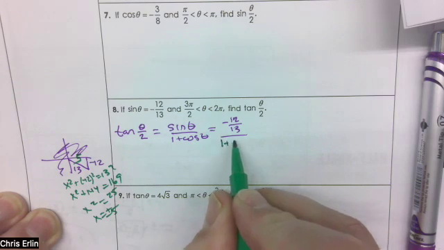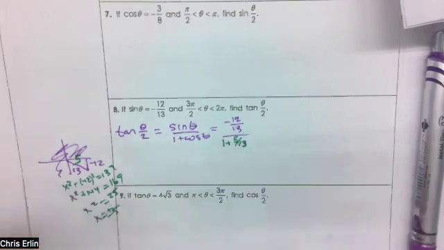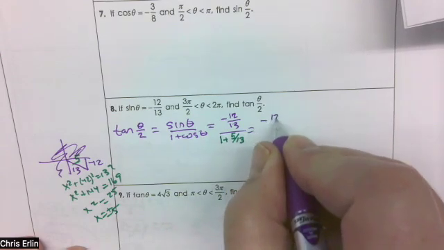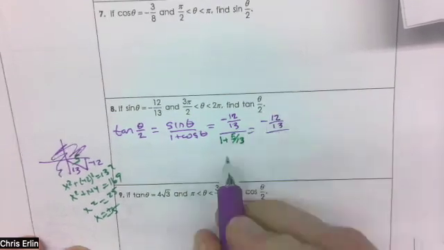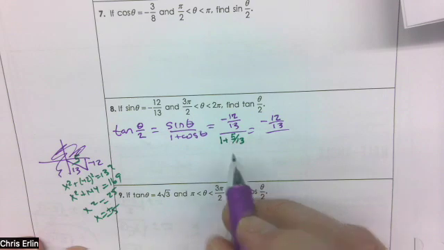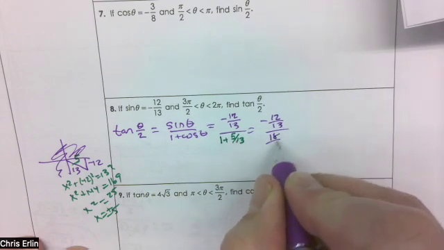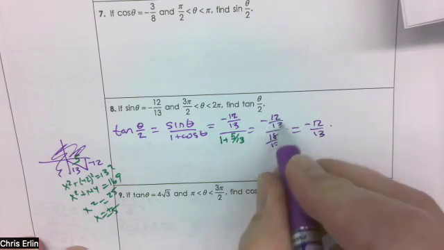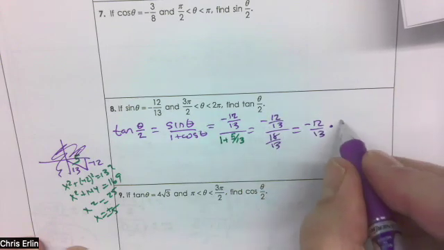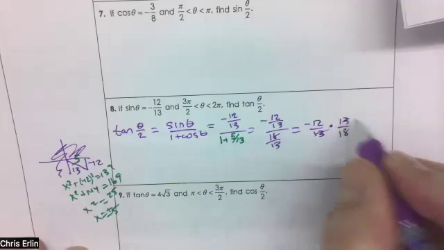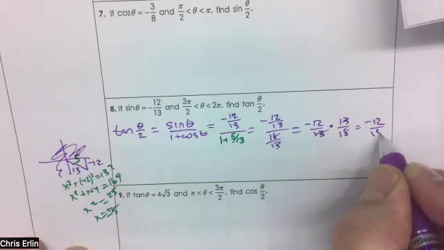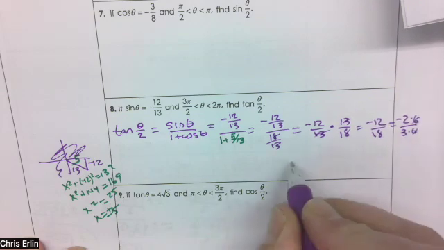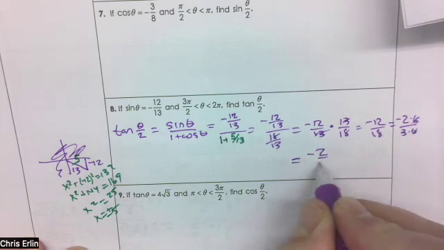So I'm going to have 1 plus 5/13. And now it's just simplifying. So I've got negative 12/13. This is 13/13 plus 5/13 is 18/13. That can be rewritten as this times the reciprocal. So I get negative 12 over 18. That's the same as negative 2 times 6 over 3 times 6. So the answer is negative 2/3.